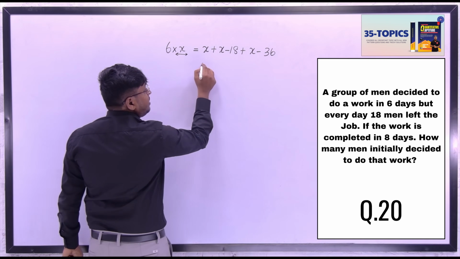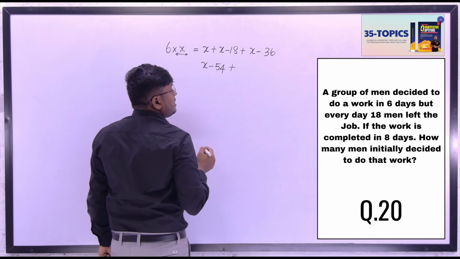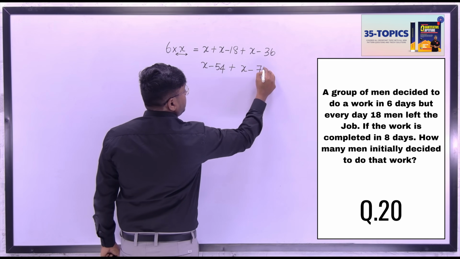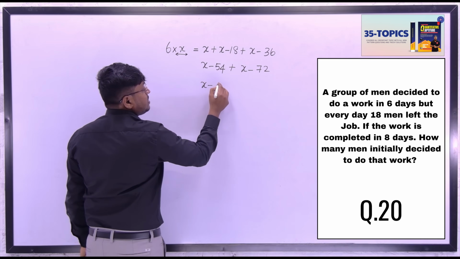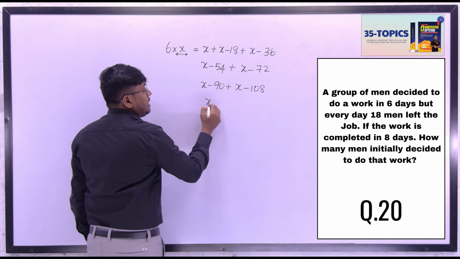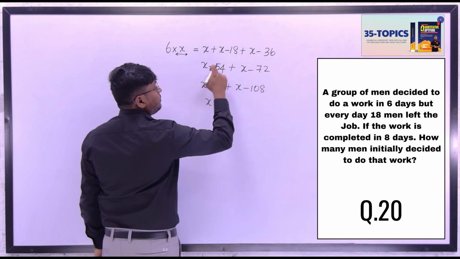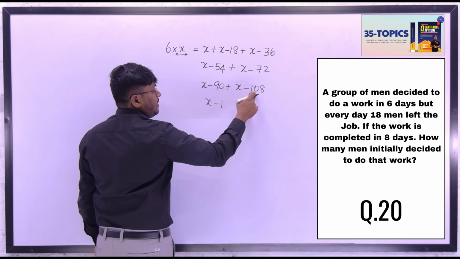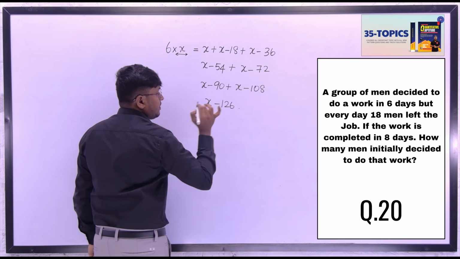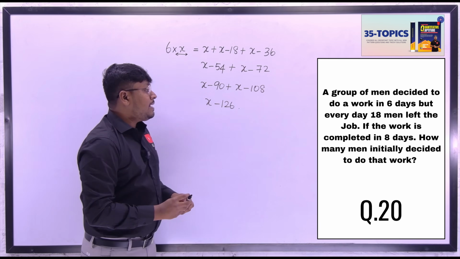So the fourth day will be X minus another 18, which is 54. Next again X minus 72, and again X minus 90, X minus 108, and so on: 1, 2, 3, 4, 5, 6, 7, and again 18 people are leaving. So 126. So the total work will be completed in 8 days. So this will be the 8-day work, right?